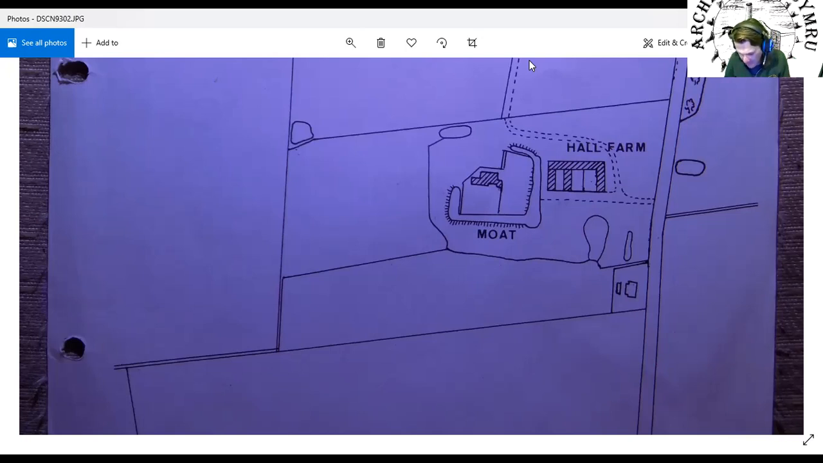Published in 1927, it shows a moated site in Norfolk. So it shows something on the map, a moated site.